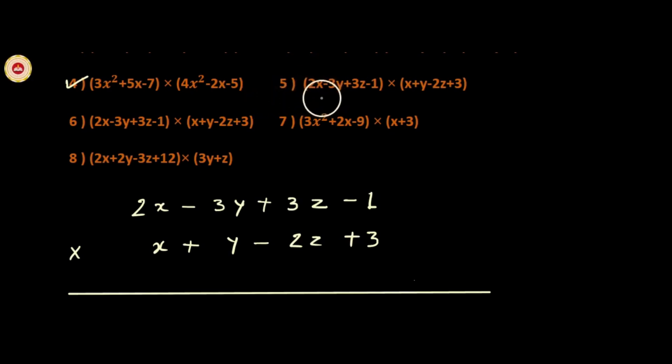Fifth example, 2x minus 3y plus 3z minus 1 multiplied by x plus y minus 2z plus 3. In the multiplicand there are 4 terms, and in the multiplier there are 4 terms. So two polynomials containing 4 terms each. So the steps required to write an answer is 2 multiplied by how many terms? 4 terms. 2 fours are 8 minus 1 is 7. It means friends, we will need to complete 7 steps to reach an answer.